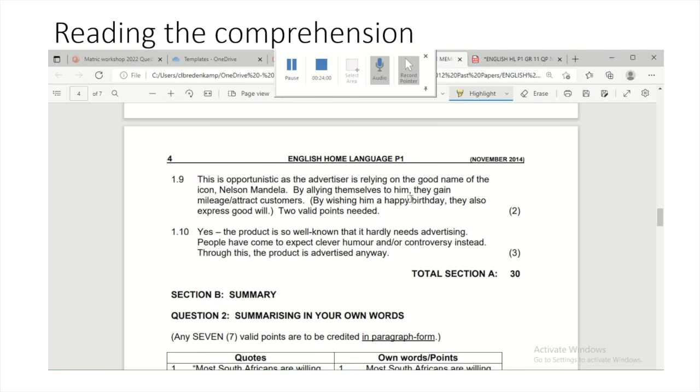It's opportunistic as it's relying on the name of an icon like Nelson Mandela. By allying themselves with him, they gain this mileage and attraction from the customers. Okay, by wishing him happy birthday, they want to express goodwill. Okay, just think about it. If brands align themselves to models or to soccer players, they are trying to gain the good faith of people. They're trying to gain the attitude of people.